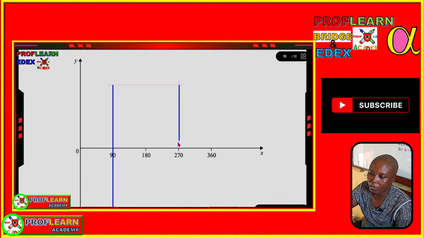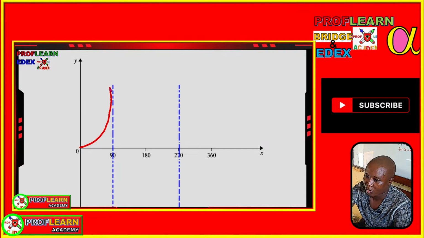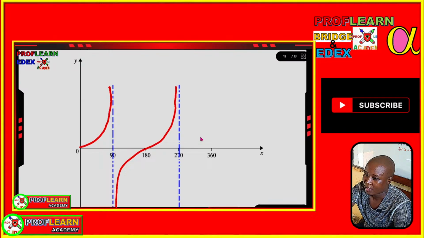If you are supposed to answer a question to do with trigonometry, that is sketching of tan graphs, you need to understand that we have asymptotes at 90 and 270, and the asymptote should be dotted like that, so that we can draw our graph. Our graph will go that way, and this other section will be coming down to 360.